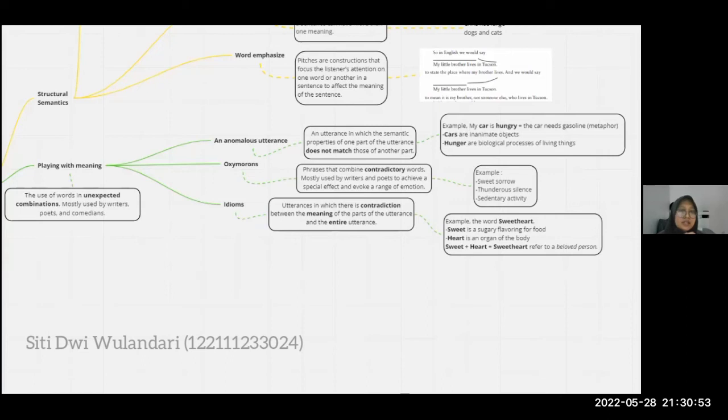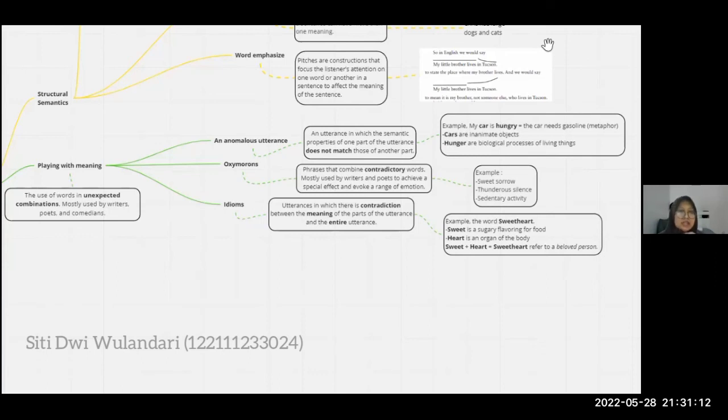The second one is oxymorons. These are phrases that combine contradictory words, mostly used by writers and poets to achieve a special effect and evoke a range of emotions. For example, sweet sorrow, thunderous silence, and sedentary activity.